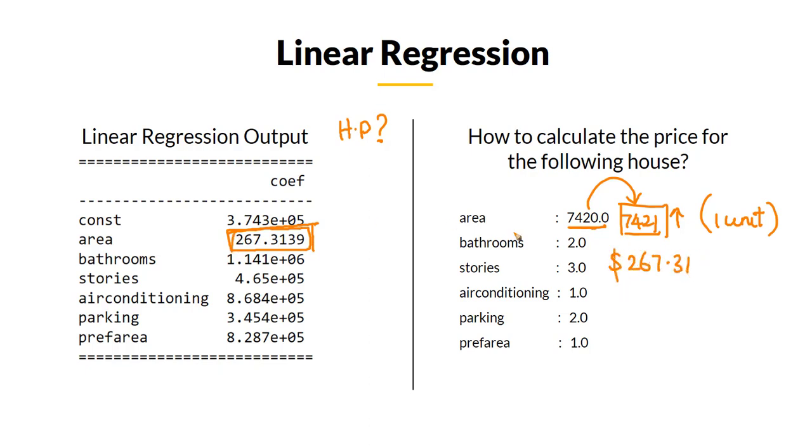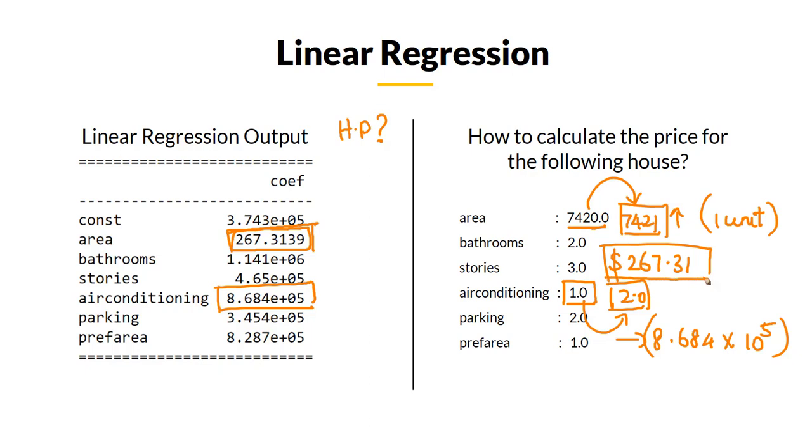that is $267.31. Now, what would happen if you increased air conditioning from 1 to 2? What would happen to the price? The price would increase by this much, that is 8.684 times 10 to the power 5. By this much, it is going to increase on increasing air conditioning from 1 to 2. Now, what does this tell you? If you increase the area of the house by 1 unit, it is just changing this much. But by adding one air conditioner, it is going to increase the price by so much. This does not sound right, does it?